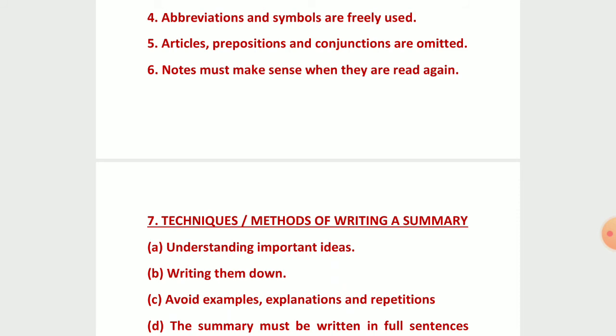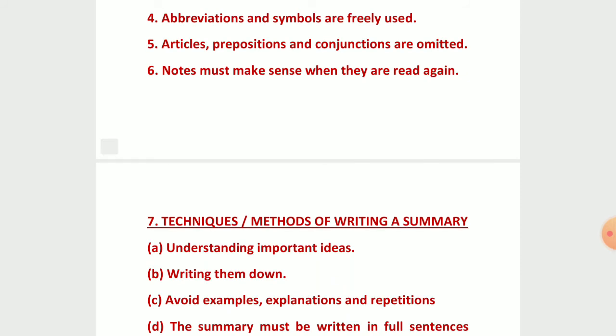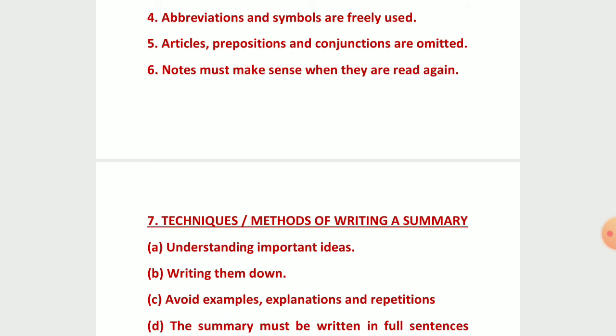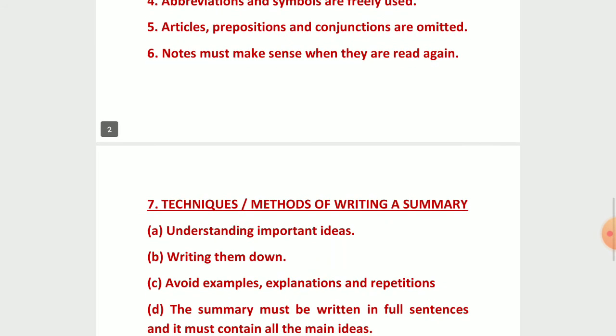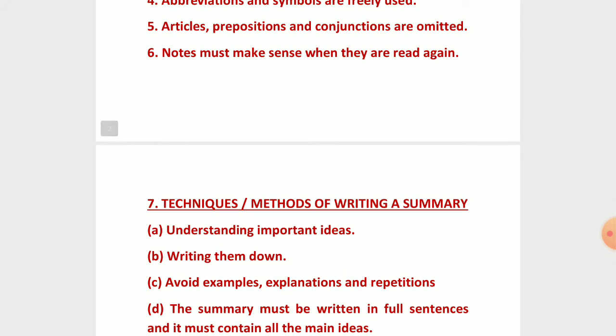You have to write this list of abbreviations and symbols, only write 4, and then after writing it, you just close the box with a pencil. That will be enough. But in the main note making structure, in the main note making format, you can use multiple abbreviations and symbols. Next one, articles, prepositions and conjunctions are omitted.